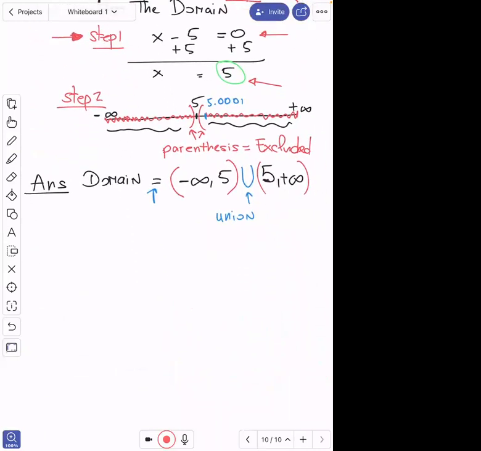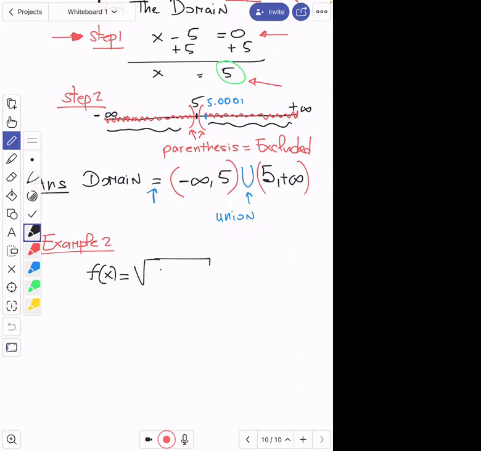In the second example, we're going to have a square root, and that's a different problem. So example number 2. Let's say my f of x is square root of x plus t, minus 2. The minus 2 is outside the square root. And of course, the question again is that we need to find the domain, the set of all x values that you can input. So let's see what the domain is.